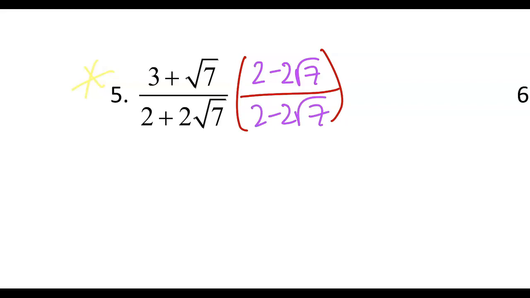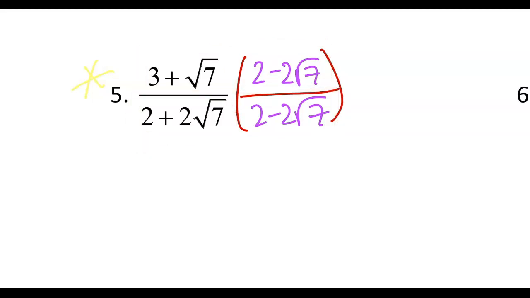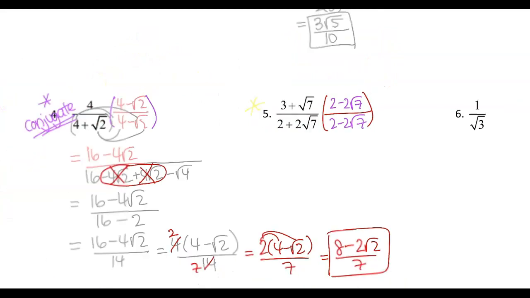And then, of course, for this one, unfortunately, you're going to have to FOIL the numerator and denominator. So FOIL all of this, and then FOIL all of this. But it's doable. If you have any questions, guys, make sure you reach out and let me know.